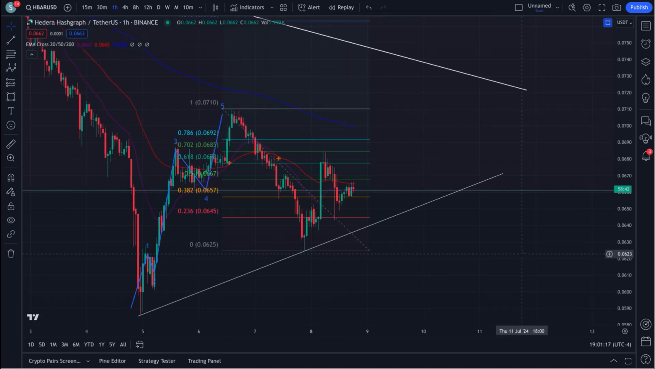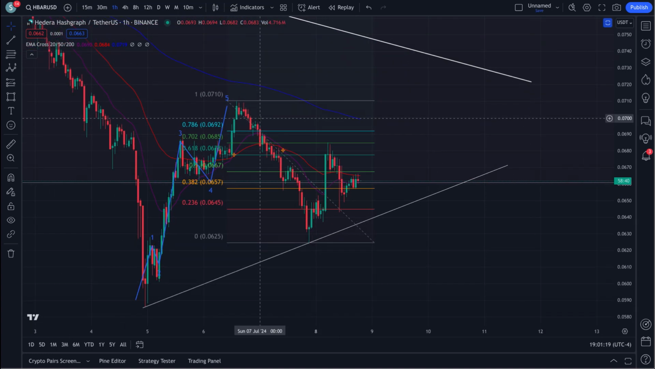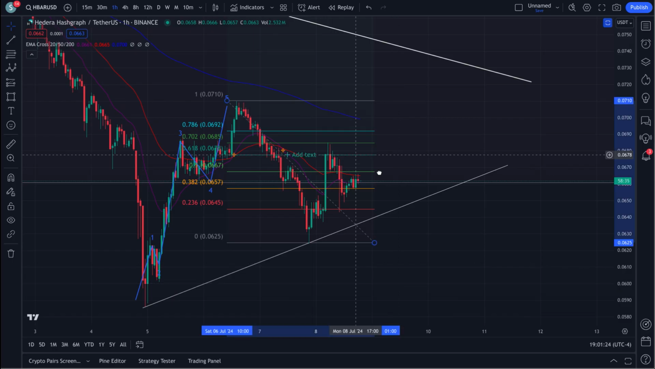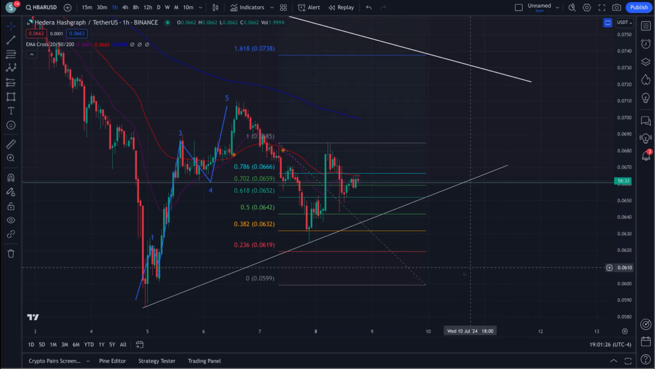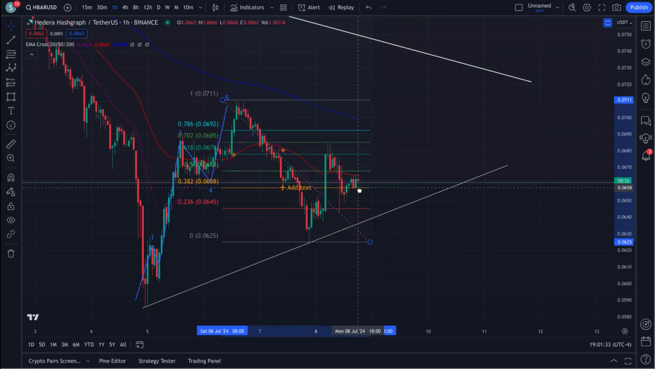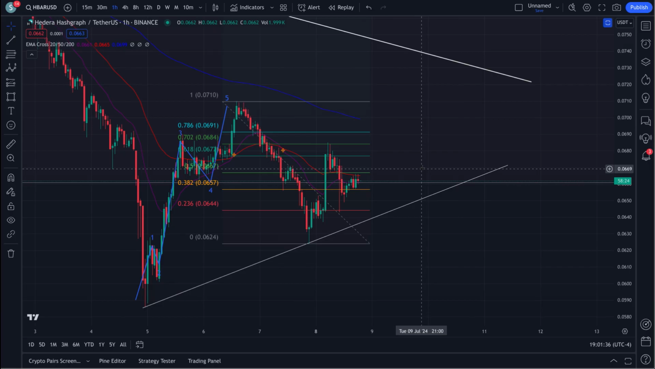Now, this could mean a bigger A, B, C correction. If that would come through, that would pull us down towards 6 cents, right about on the dot almost. Now, if we break through this level up here at, let's call it 0.069, you might as well just call it that. If we can break above that level, then I believe we're heading higher.